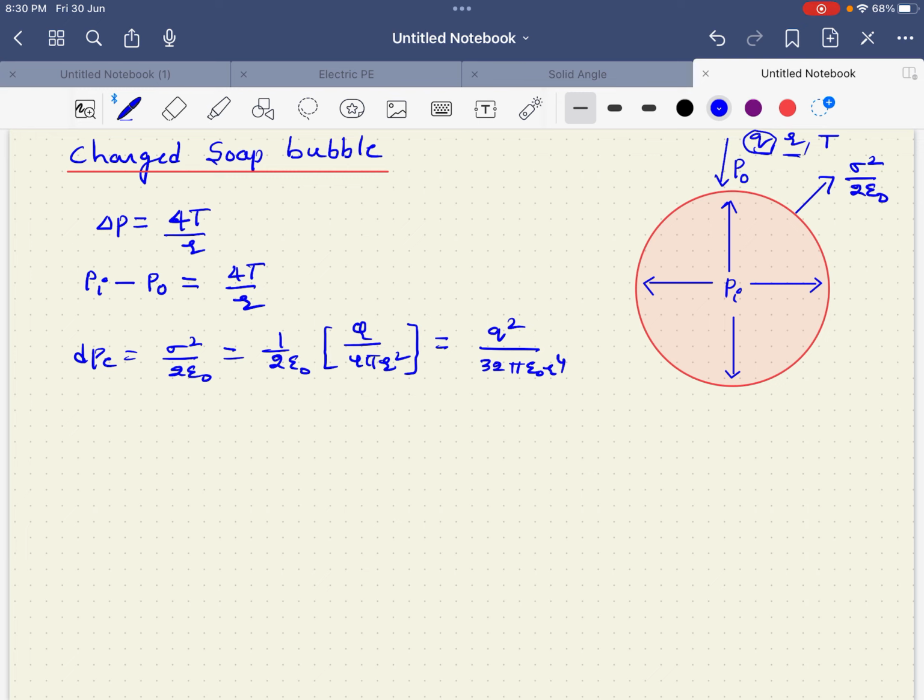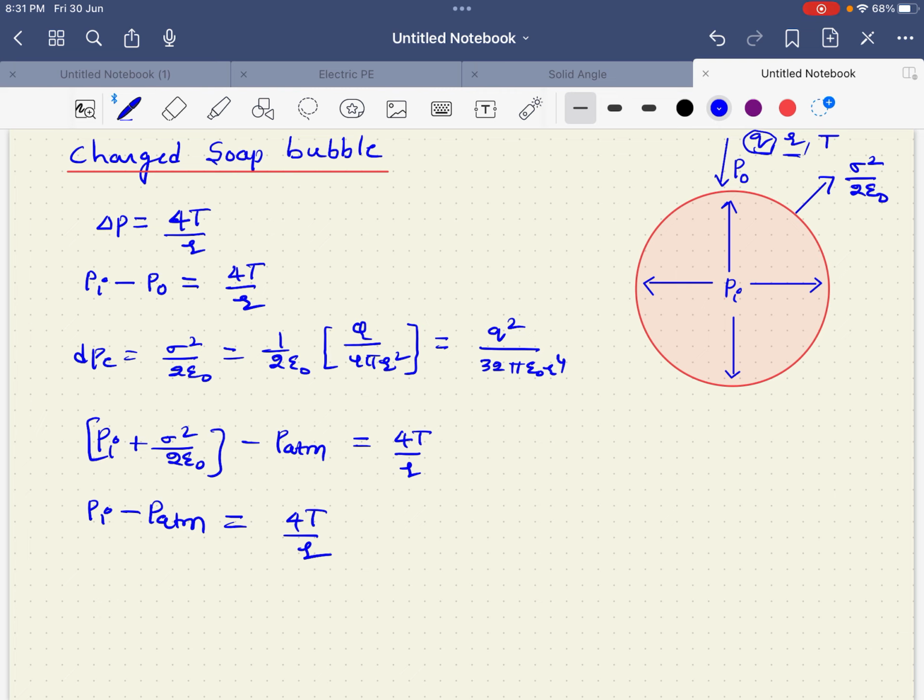Now, if this is in equilibrium condition, along this direction we have the pressure, and in the same direction we also have the electric pressure, in all directions. So for the equilibrium condition we can write: inside pressure plus sigma square by 2 epsilon naught, which is the electric pressure, minus atmospheric pressure, equals 4T by R. Already we know that, inside pressure minus atmospheric pressure equals 4T by R.